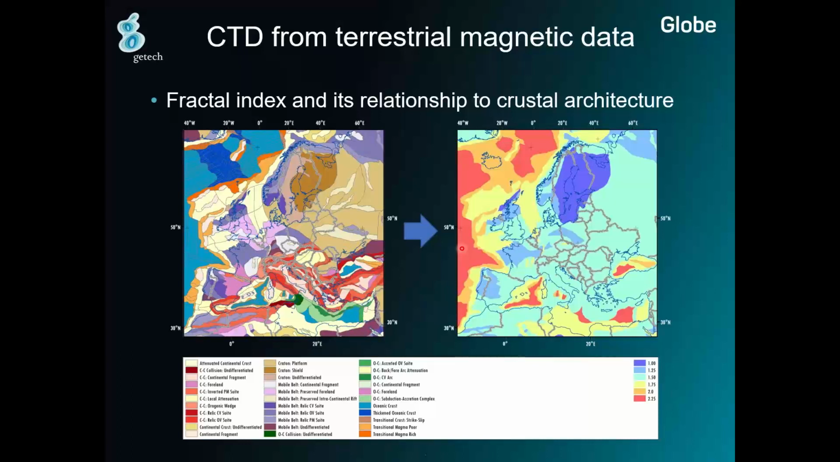And that's not a surprise because, as we know, in oceanic areas we have magnetic stripes, which give us quite a lot of coherency within our magnetization and our magnetic field. And so we've assigned different values to different elements within our crustal architecture to give us appropriate values to use to estimate the Curie temperature depths from the terrestrial magnetic data.